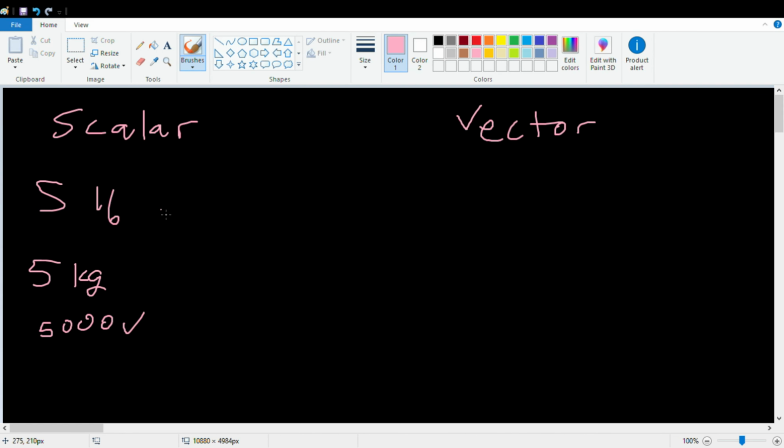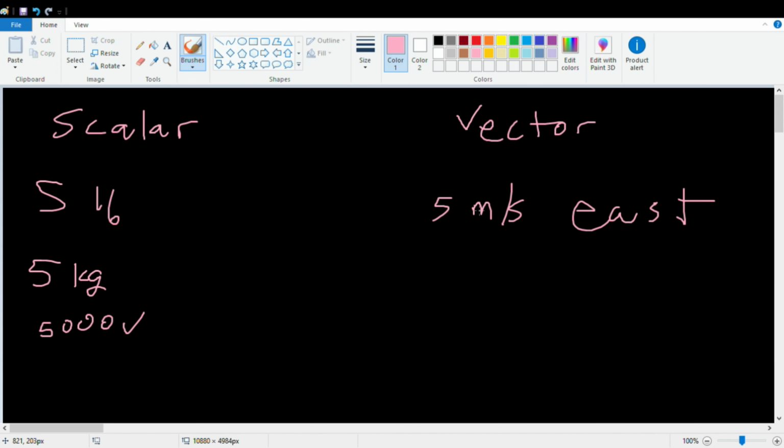So a vector is just a scalar, but with a direction. In physics, 99% of the time, it's going to look something like 5 meters a second east. And you're going to get used to the metric system because that's what the Physics C exam is in. So here's our direction, and here's our scalar.